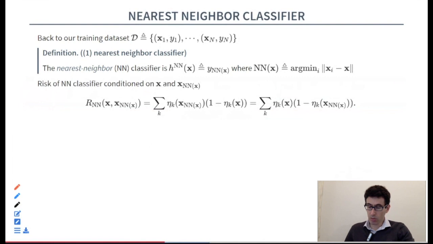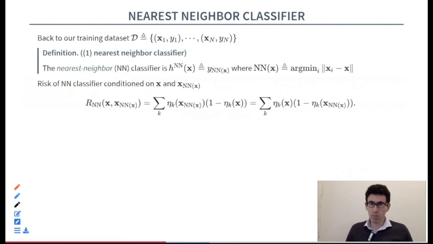Now, it's possible to evaluate a little more precisely what the risk of the nearest neighbor classifier looks like and how it behaves. To start with, let me introduce a notation that is very specific here. Remember that when we're talking about the risk, there are two components that make it a random quantity. One is the fact that x, the feature vectors at which you might want to evaluate the true risk, is a random variable. But two, the label could also be random. So what I can do is I can also evaluate the risk conditioned on x and conditioned on what the nearest neighbor value of x is.